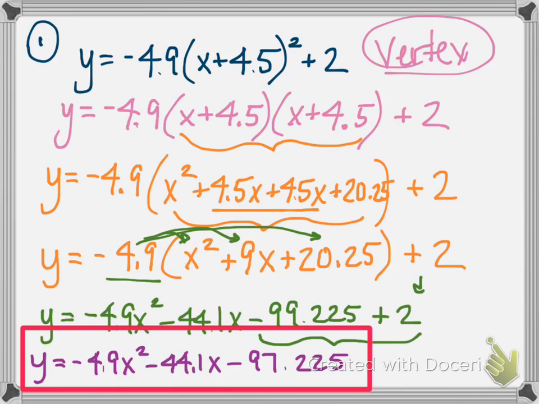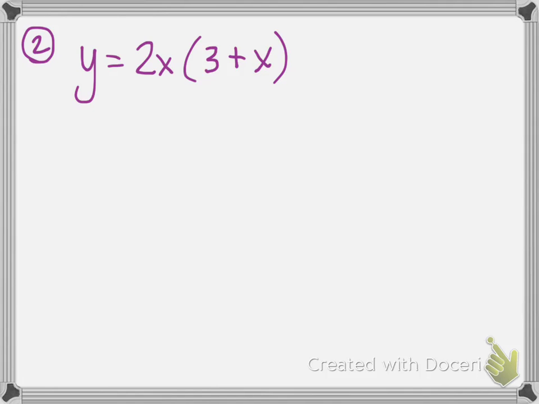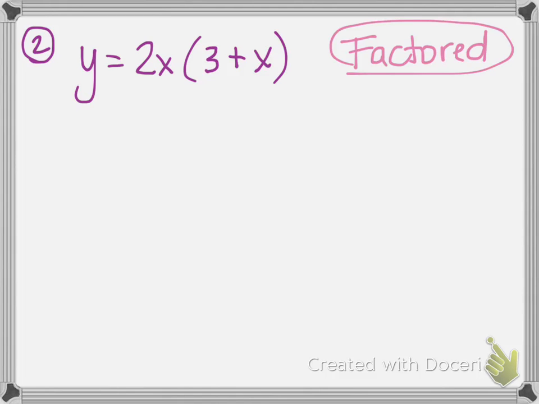All right? Vertex form, they're all going to look exactly alike. Factored form, pretty close as well. So let's go and look at number 2. Number 2, y equals 2x times 3 plus x. So this one is in factored form. It doesn't have the parentheses squared. It has a factor 2x, which is the greatest common factor, greatest common variable on the outside, and then your set of parentheses. This is really easy to turn into general form because all we're doing is distributing.